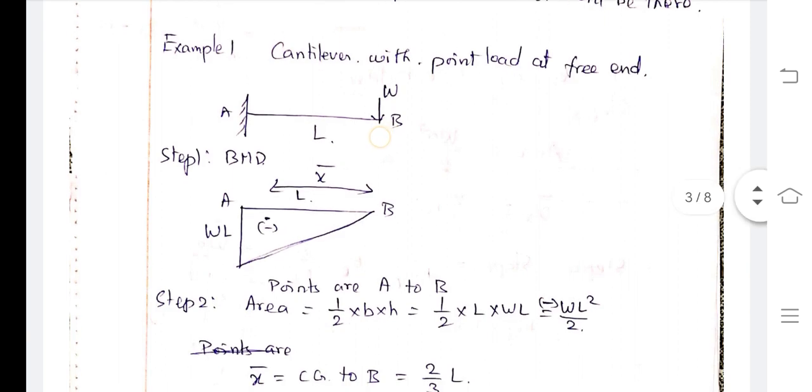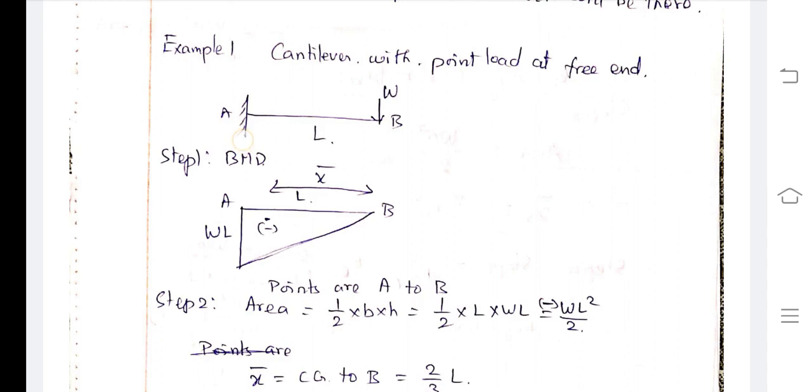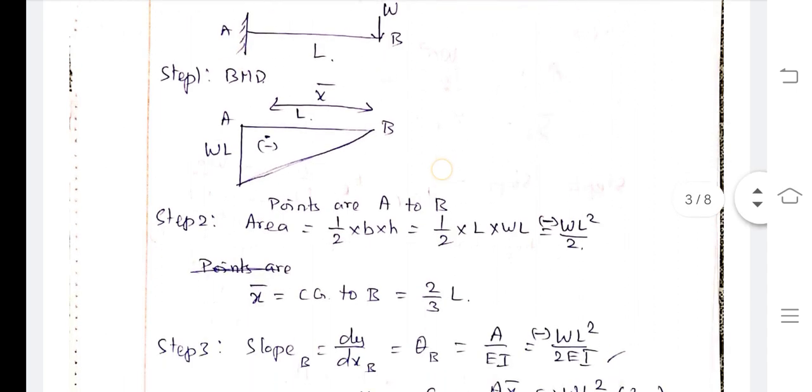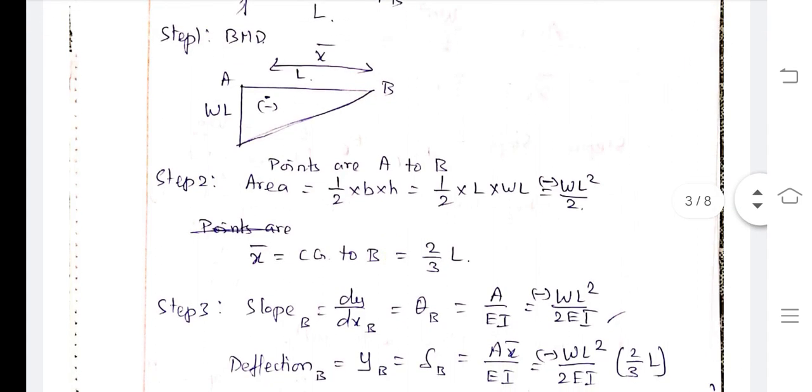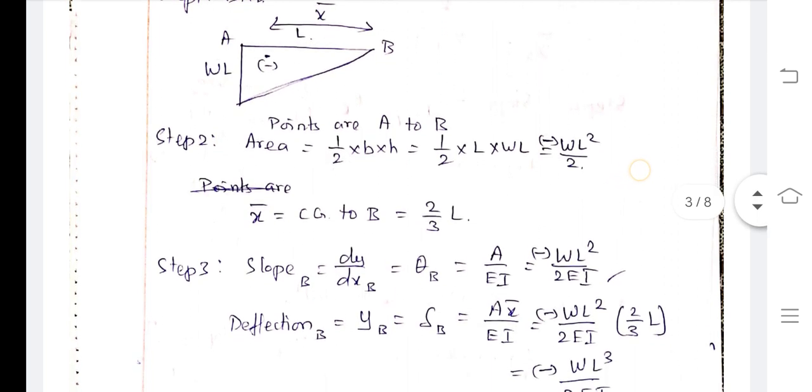So here at B we are going to calculate, so the distance is between A and B. So you have to choose the area between A and B. So here area is half into base into height, as it is a triangle, so it will be equal to minus WL square by 2.